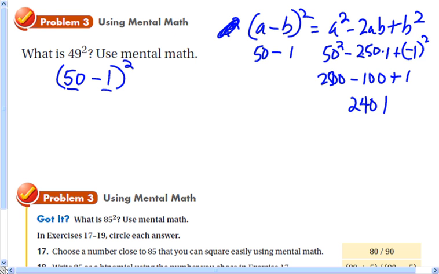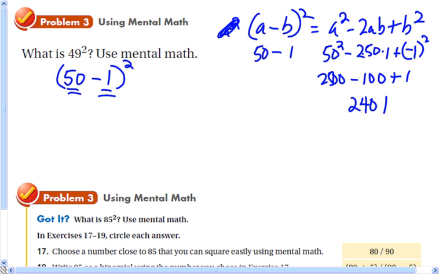And a lot of that is just pretty simple math, like 50 times 50 is 2,500. You can do that in your head. 50 times 1 is 50, and double that is 100. So you have 2,500 minus 100. And then you just need to add 1 to get 2,401.